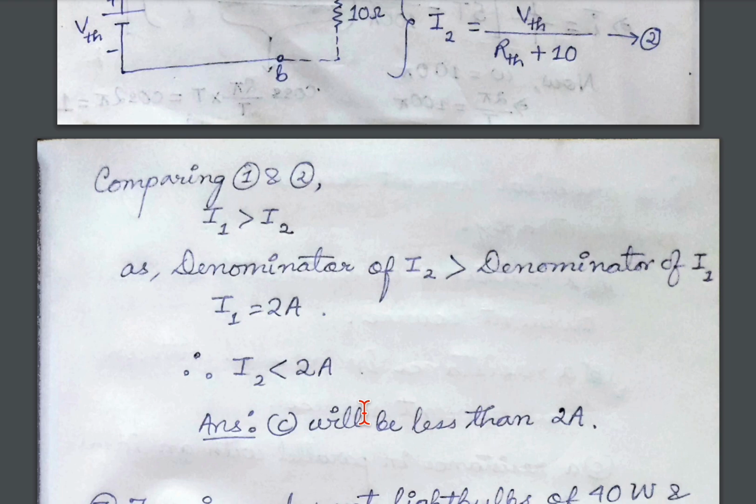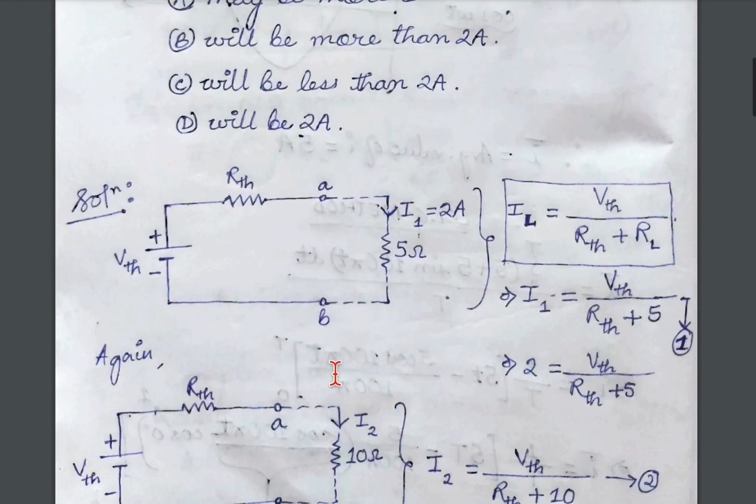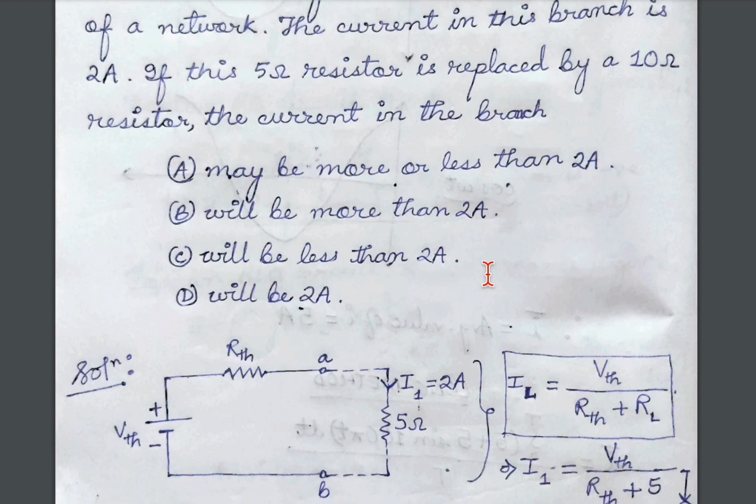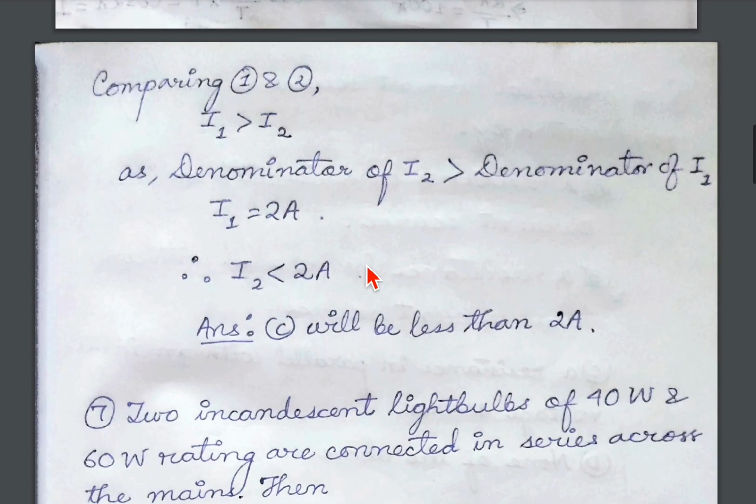And hence we have our answer, which is option C, will be less than 2 ampere. This is the answer. I have not ticked here, just tick it. Okay, you can do that.